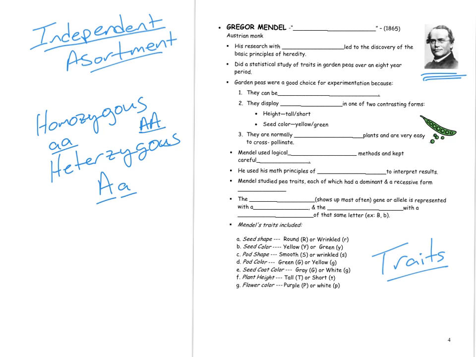There wasn't a blending going on. So he could identify this dominant and recessive trait, and he could quantify it. He could do a Punnett square. He could come up with the probability of each of these happening.